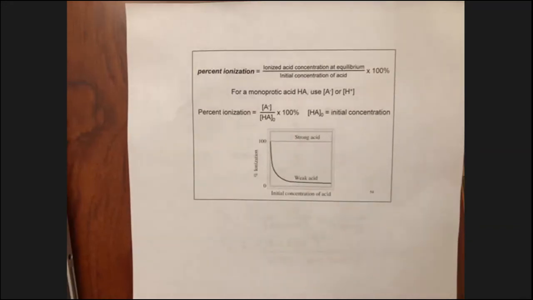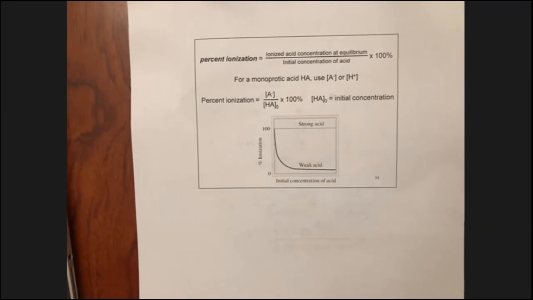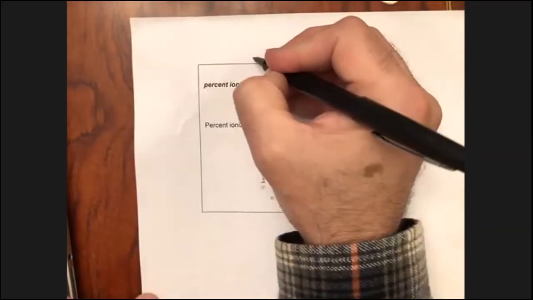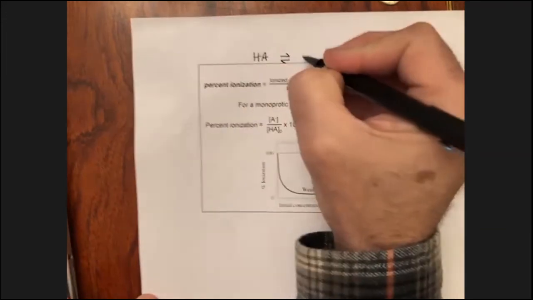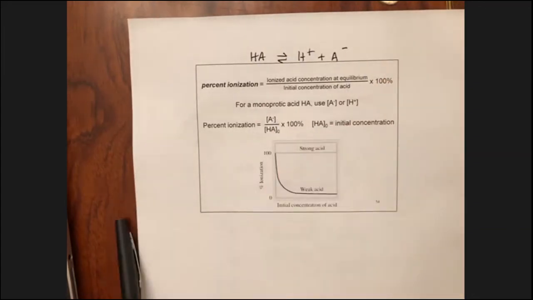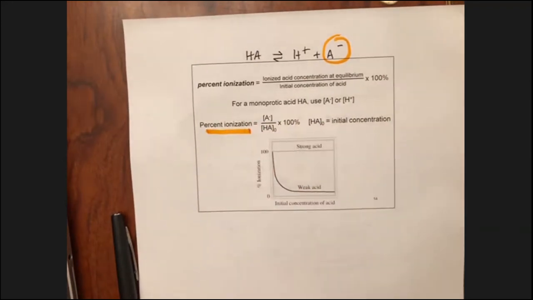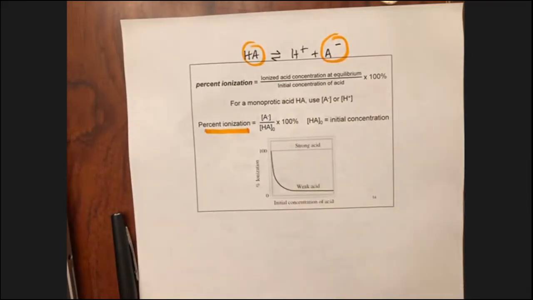Basically, it's called the percent ionization. And again, I'm going to use the slide here. Look at the formula for percent ionization. It says the ionized acid concentration at equilibrium divided by the initial concentration of acid. Remember, if I have a weak acid that is monoprotic, let's say HA ionizing into H plus and A minus, that was our formula. Technically, the percent ionization would be the molarity of the ionized form of the acid divided by the initial concentration of the acid times 100%.